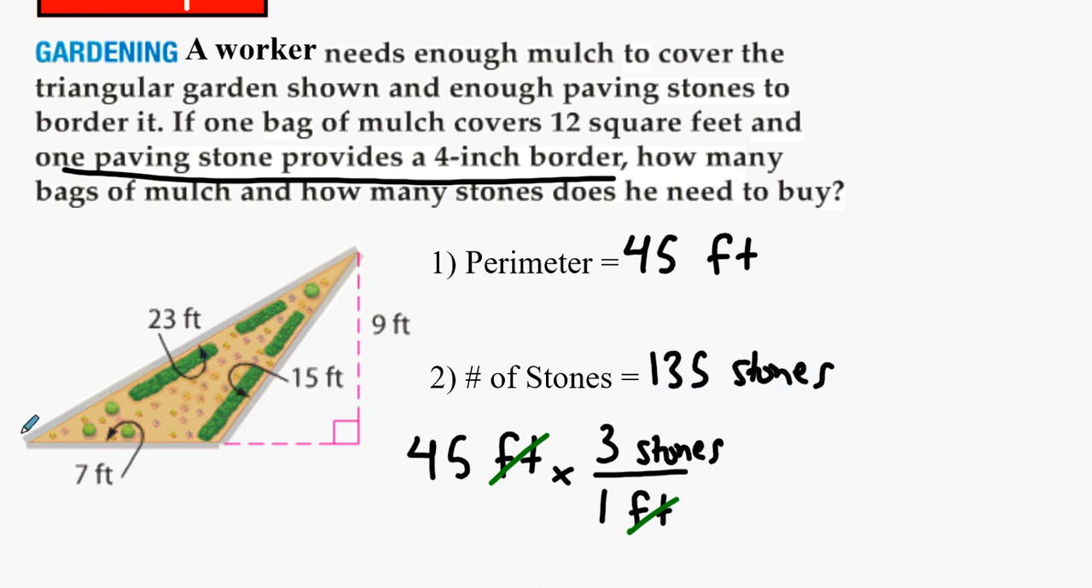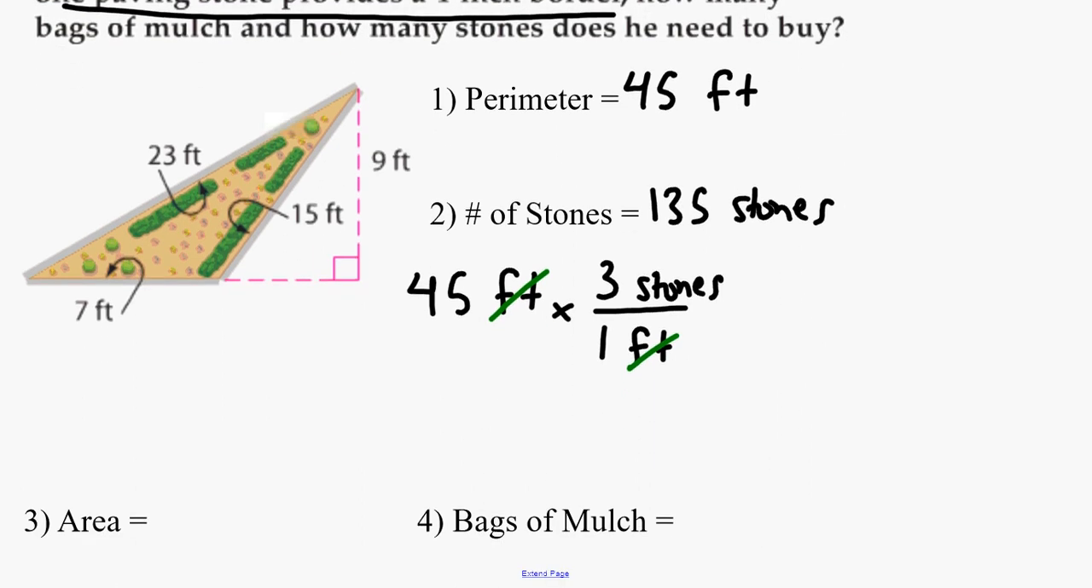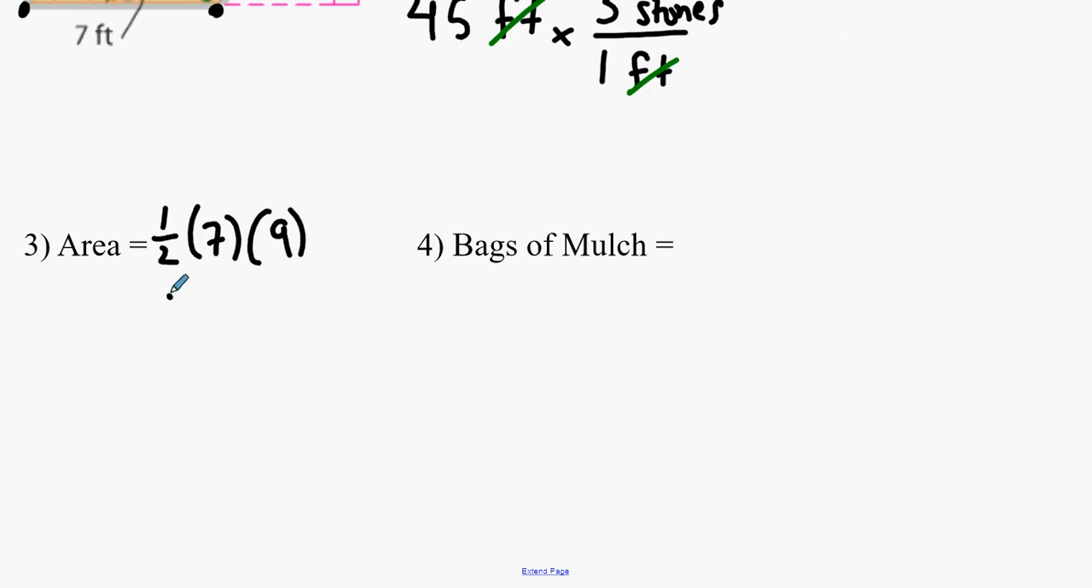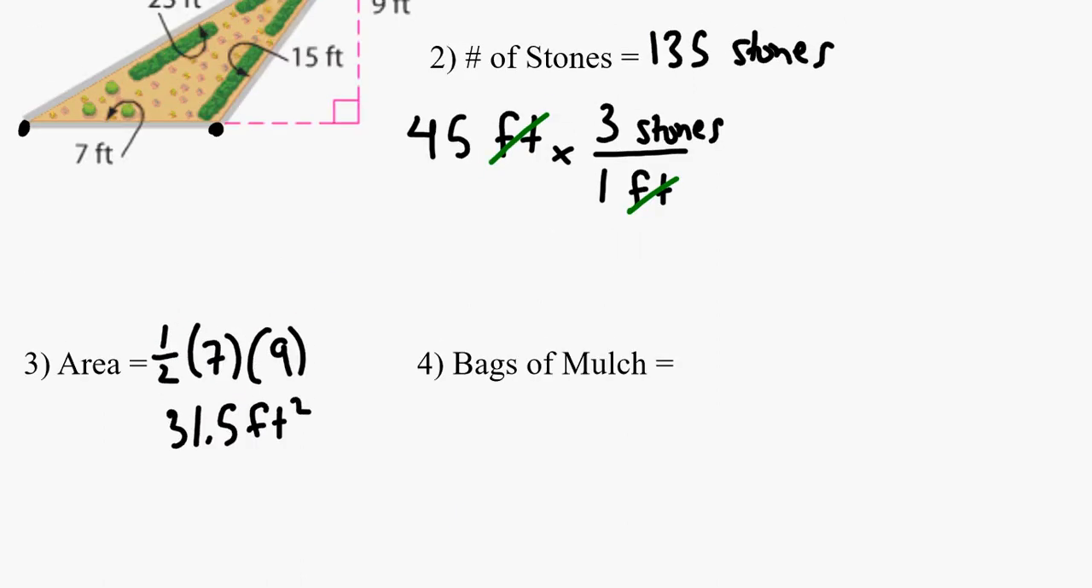That's for the perimeter. Now we need to know how much mulch, and that's an area question. It's a triangle, so it's 1/2 its base. Its base here is 7. And its height is this 9. So 9 times 7 is 63 divided by 2. Half of it would be 31.5. So I need 31.5 square feet of mulch, but mulch comes in bags.